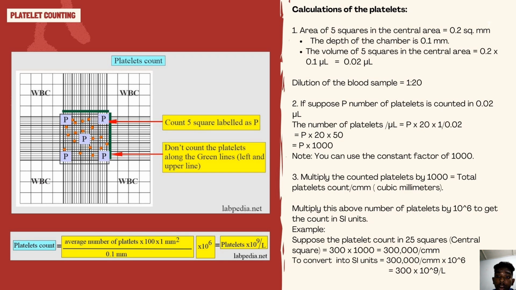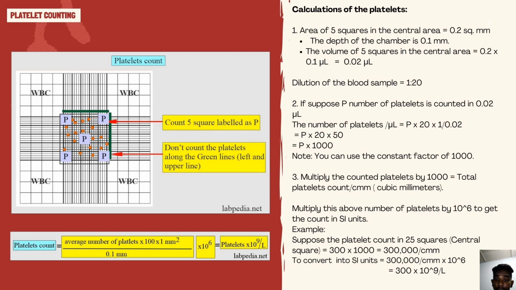As I said before, we use the same central square of the improved Neubauer chamber grid to count platelets as for RBC. So, as you can see in the image, we only count the 5 squares that are labeled P in the central square, and we don't count the platelets along the green line, which is the left and upper line in the grid.